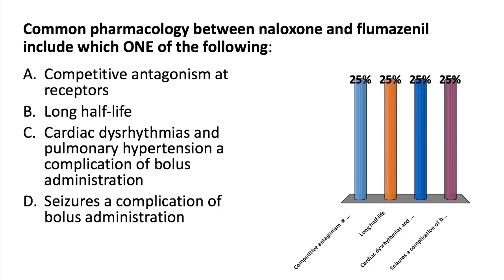So here's a question for you. Common pharmacology between naloxone, which reverses opioids, and flumazenil, which reverses benzodiazepines, include which of the following? Competitive antagonism at receptors. They do have competitive antagonism at receptors. They have a short half-life. Cardiac dysrhythmias and pulmonary hypertension after a single bolus, that occurs after naloxone. Seizures, a complication of bolus administration, that can occur after flumazenil reversal in benzodiazepine-dependent patients.